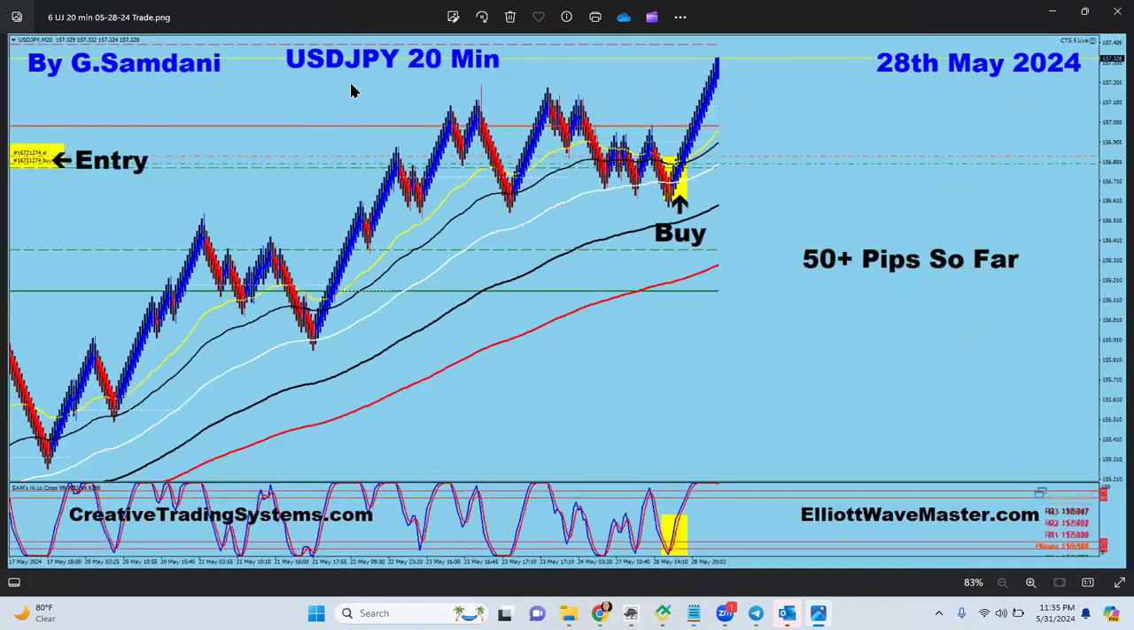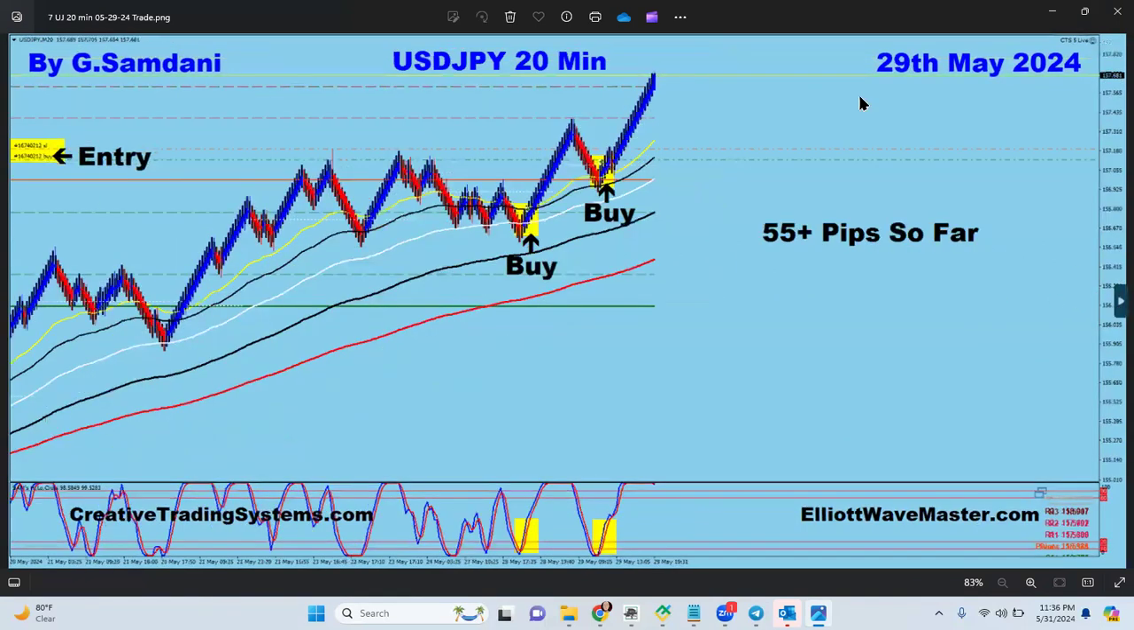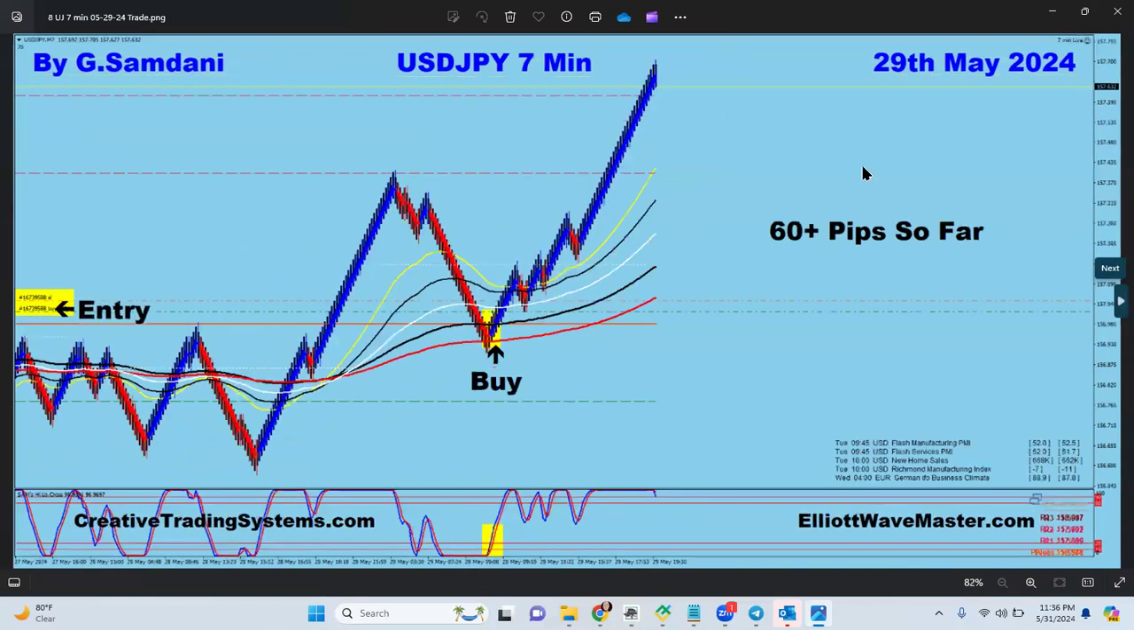On the 28th, again USD yen, long setup, 50 pip, buy orders right there. On the 29th, USD again. This was the first one you just saw, then the second dip, the second entry here again for 55 pip, buy orders right there. Next is USD yen, beautiful long setup.